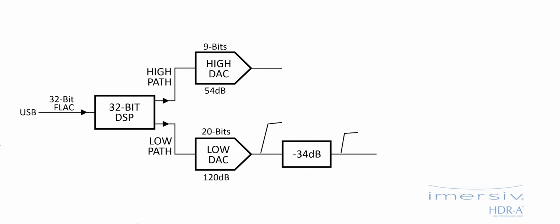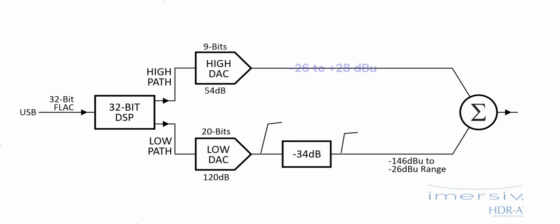Now let's turn our attention to the remaining 9 bits, the high path. 9 bits is 54 dB. This gives the high path a range of -26 to +28 dBu. When we combine the high path and the low path, we get a range of 29 bits, or 174 dB. That's 29 usable bits, which is 174 dB of true linearity and true dynamic range.